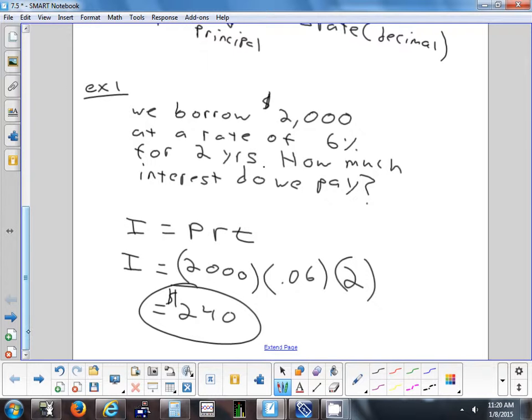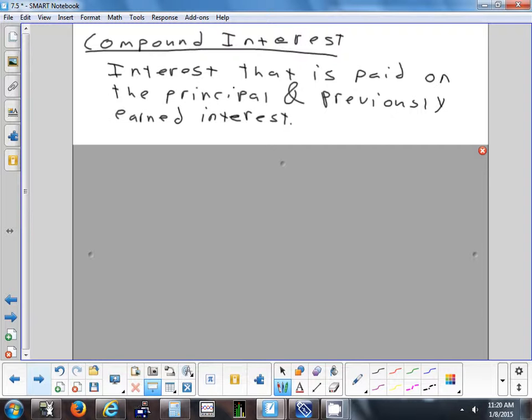So that's basic simple interest. Next I want to take a look at compound interest. Compound interest is the way that the banks actually do interest. Compound interest is actually better for you. If you're putting your money in a savings account, you make a little bit more with compound interest than you would with simple interest.